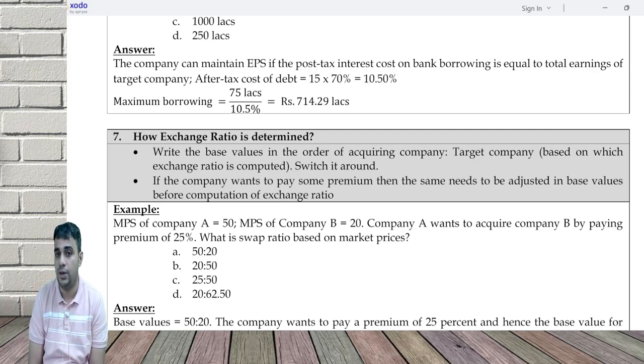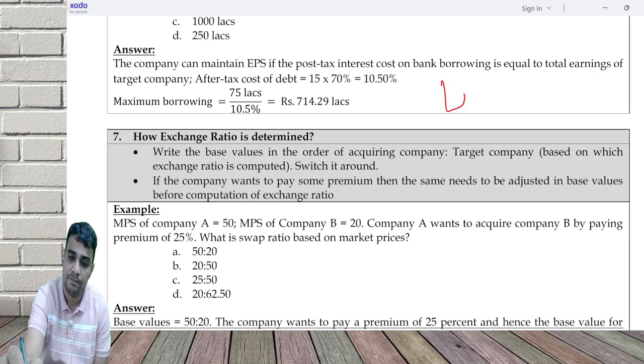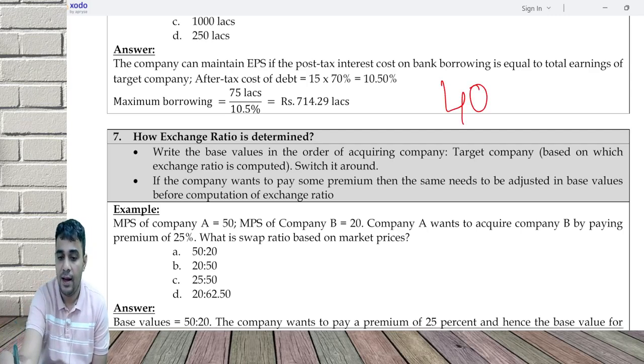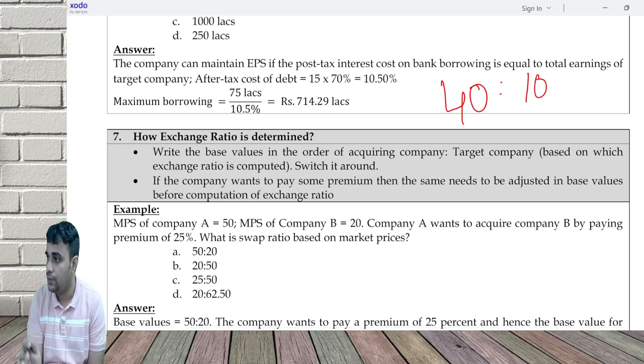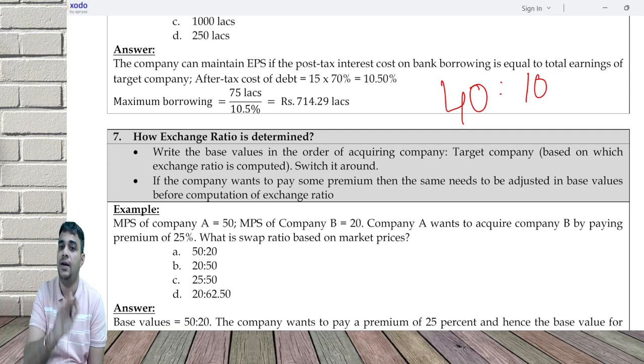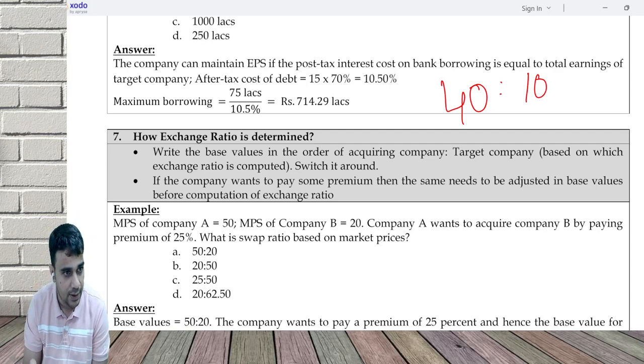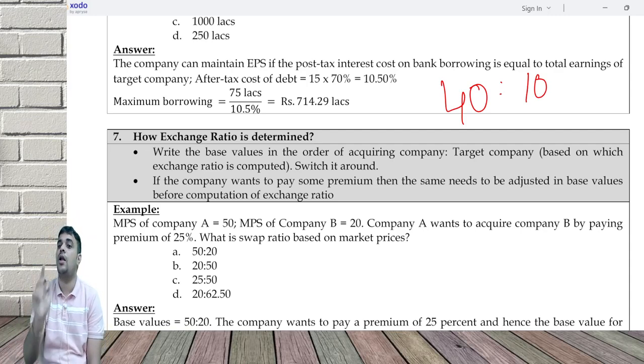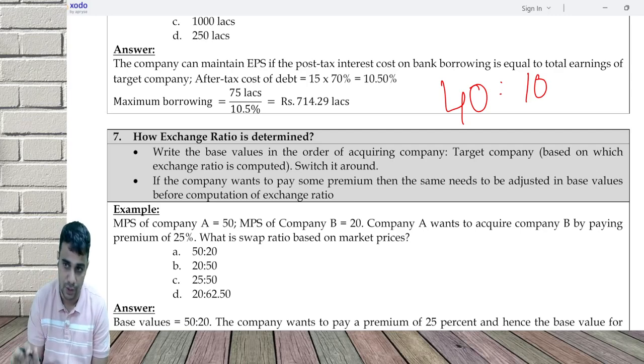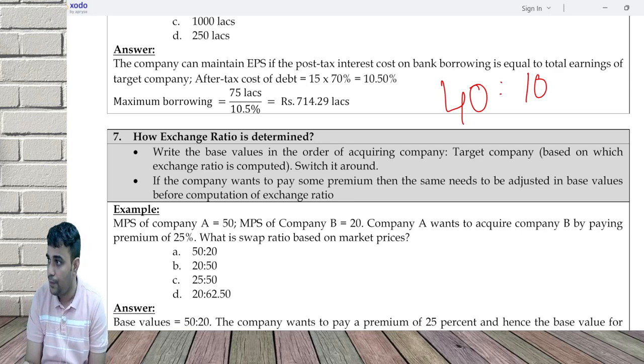One caution point for you is, for example, today the market price of AC is 40 and the target company is 10. So the base value is 40 is to 10. Swap it: 10 is to 40. So you should allot one share for every 4 shares.